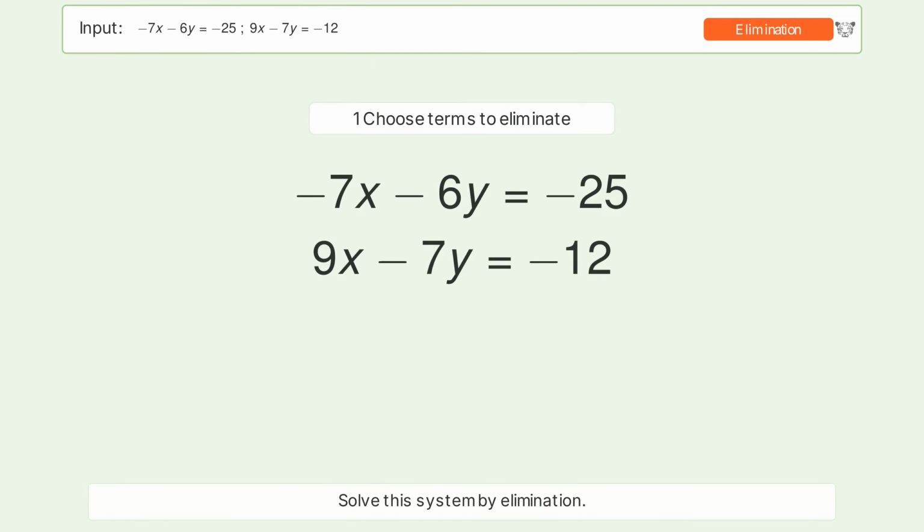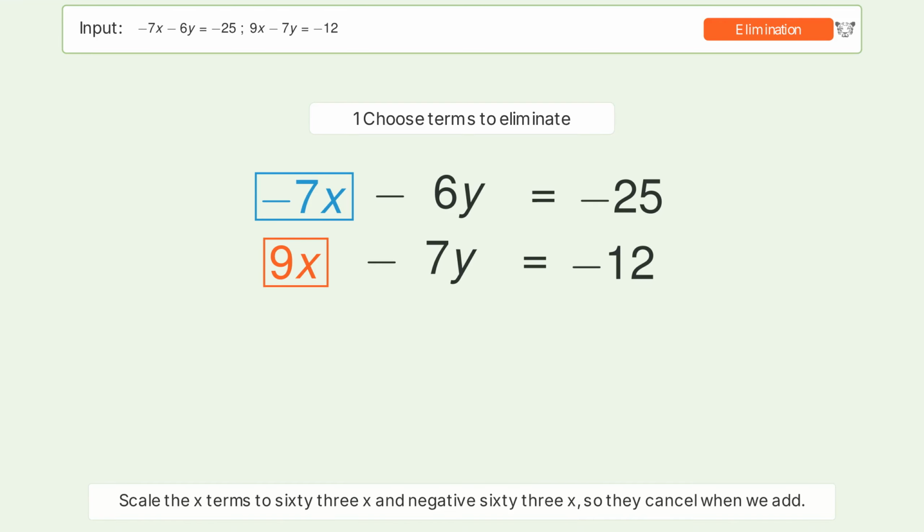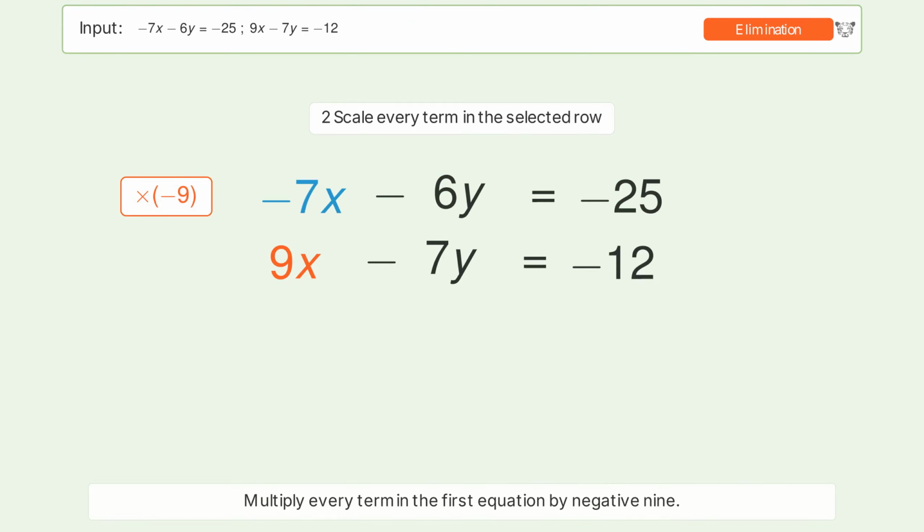Solve this system by elimination. Scale the x terms to 63x and negative 63x, so they cancel when we add. Multiply every term in the first equation by negative 9.